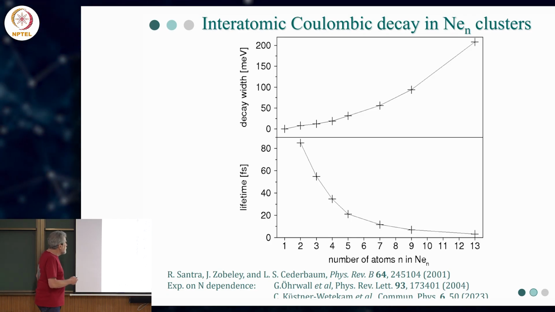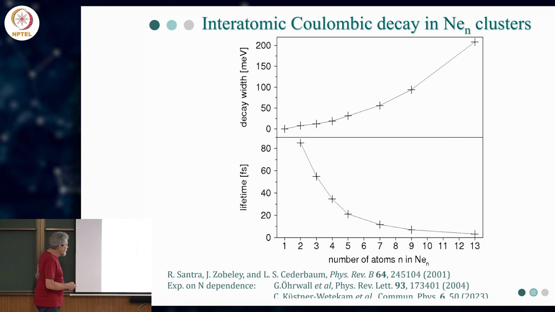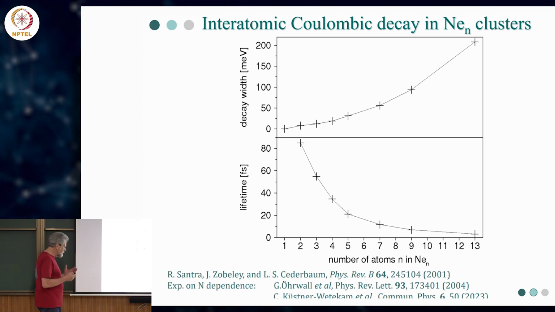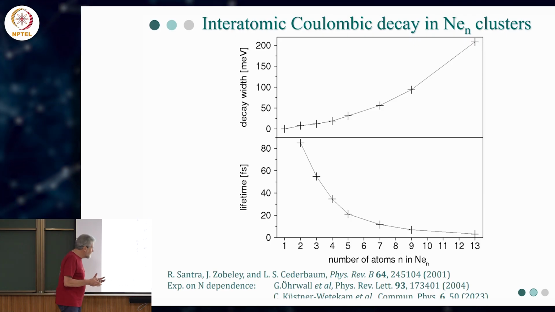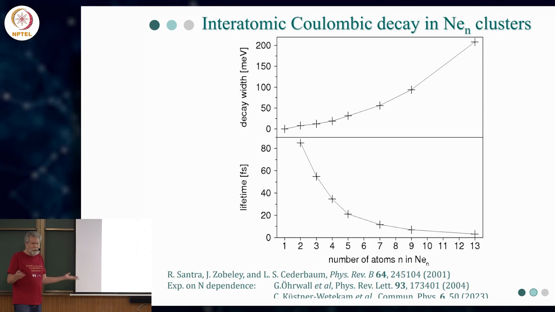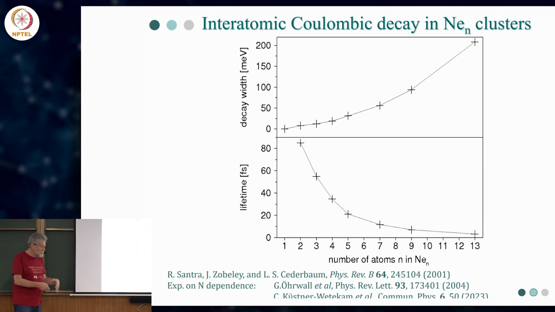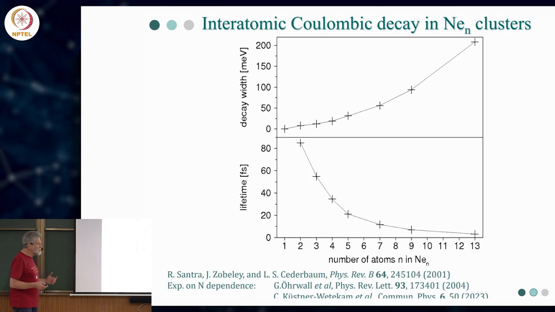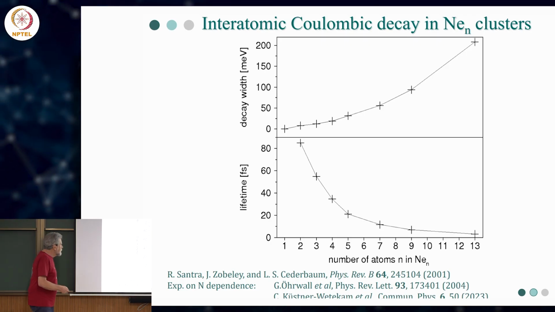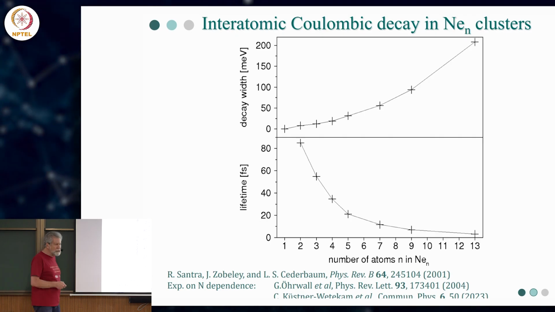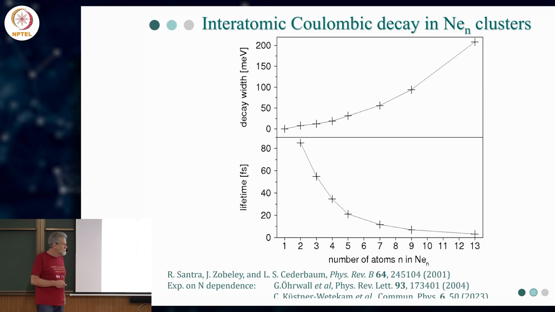Now, if you look at one over the width, you get the lifetime. You see, in a neon atom with a hole in the 2s, nothing happens, it just emits a photon and goes back to the ground state of the ion. It takes about 1 nanosecond to emit a photon. But if I have a neighbor, so here 2 means a dimer, it's about 90 femtoseconds. Okay?